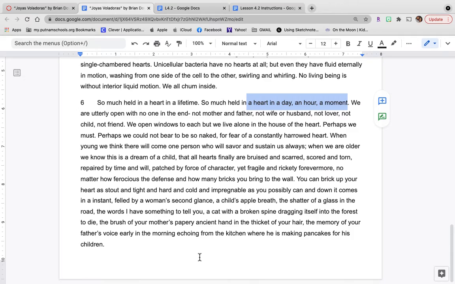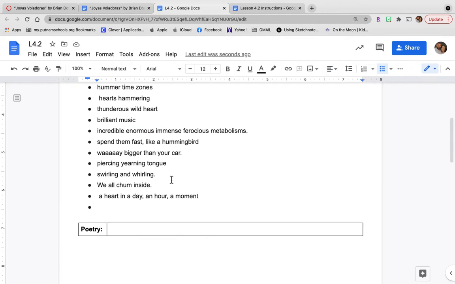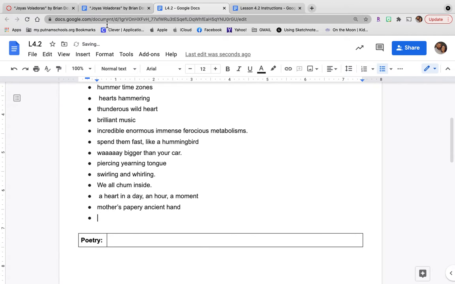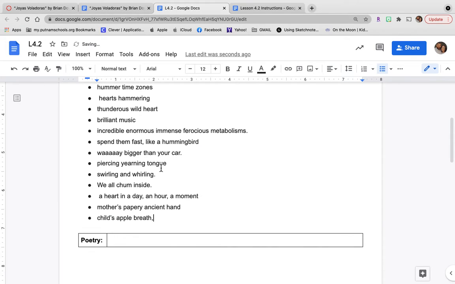And then a mother's papery ancient hand. I really get that one, and I'm going to give you one more from here as well. Ooh, wrong one. A child's apple breath. Like the way they're describing the child's breath and the mother's hand. And I can see those very clearly because I am a mother and I do have grandparents as well. And my grandparents are very old.